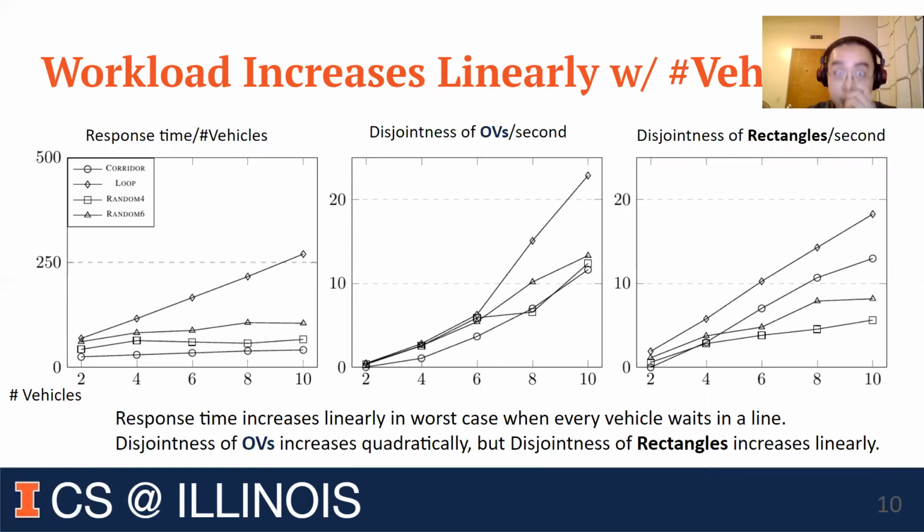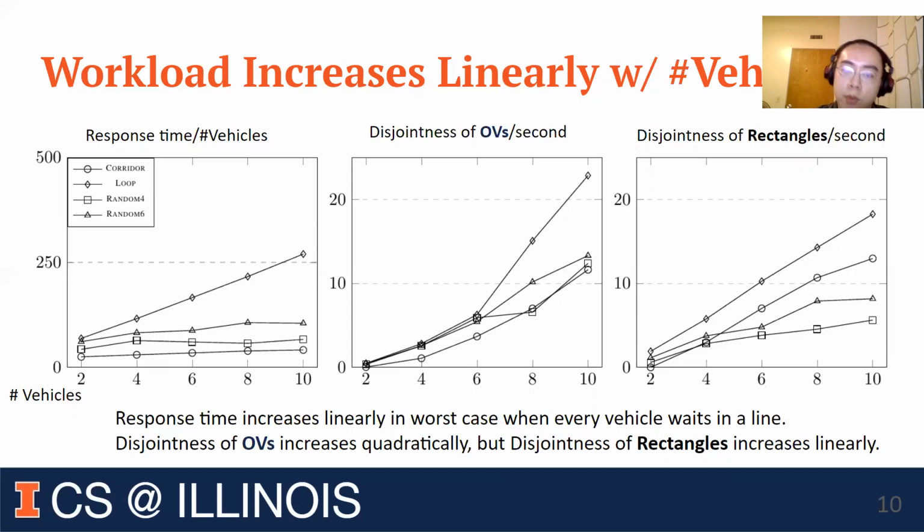In our experiment results, we first measure the performance using the response time as a metric. The response time shows how much time a vehicle takes to finish traversing its designated plan. And in the worst case, we see that the response time increases linearly. This is because every vehicle has to wait in line for the previous vehicle to finish the whole plan.